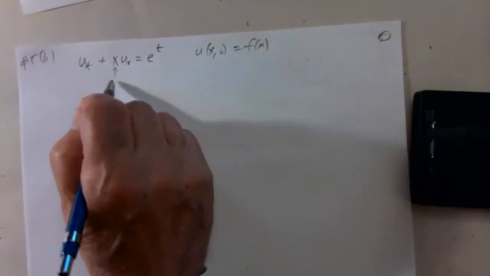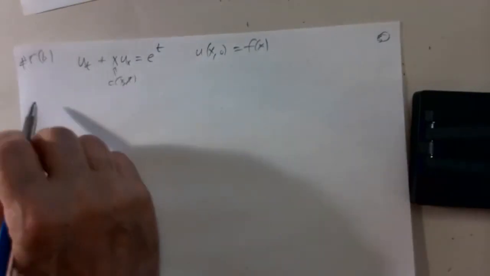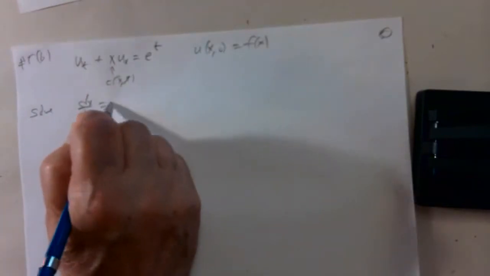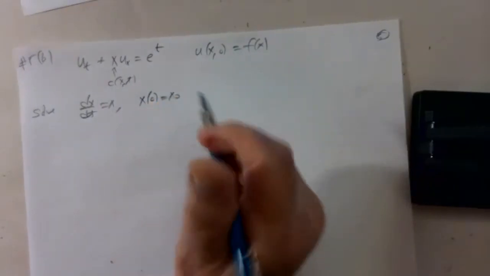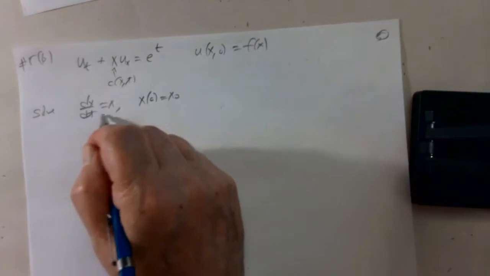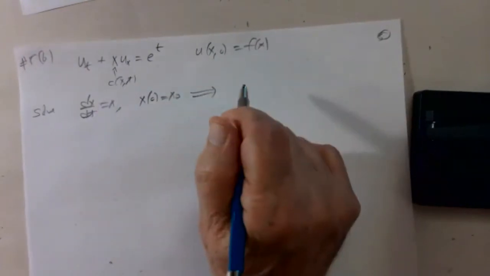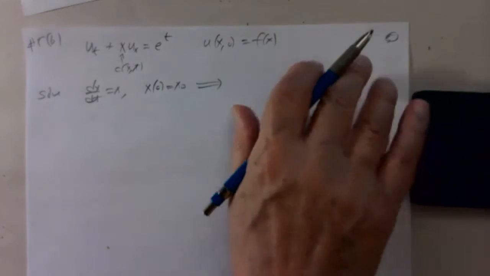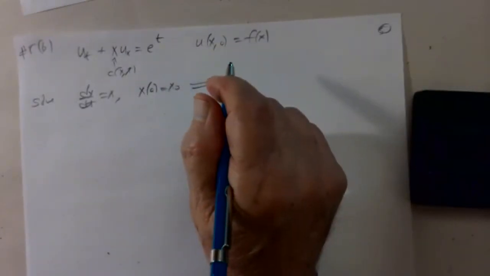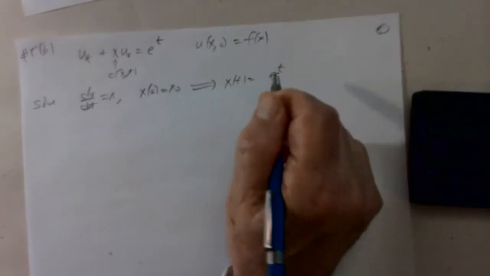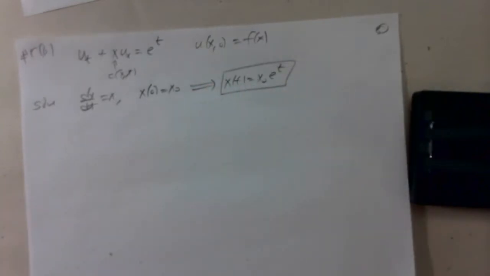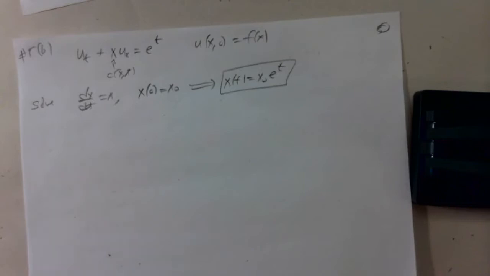So this is my function c of x, t, and I want to solve dx/dt equals x, x of 0 equals some initial condition x naught. Well, if dx/dt equals x, we know from calculus 1 or 2 what's the only function whose derivative is equal to itself? It's x of t equals e to the t, and when t is 0, it has the value x0. So this is the characteristic curve.